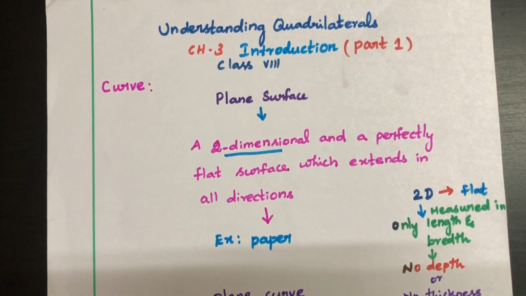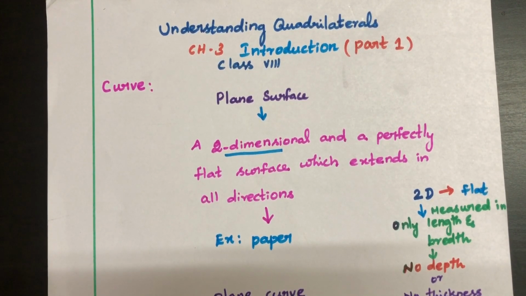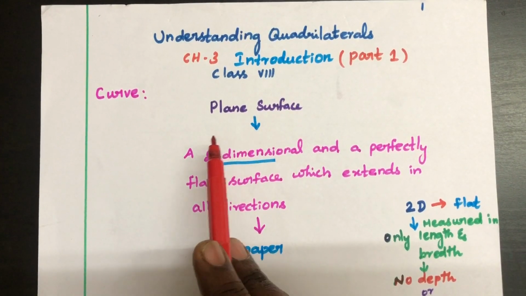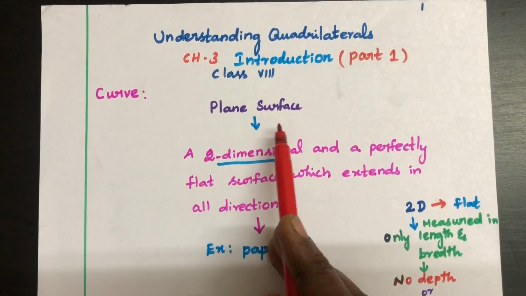Today we are going to learn Understanding Quadrilaterals, Chapter 3. It is an introduction video, Part 1, Class 8. We are going to learn different types of curves in this chapter. For this, we need to know what is a plane surface.